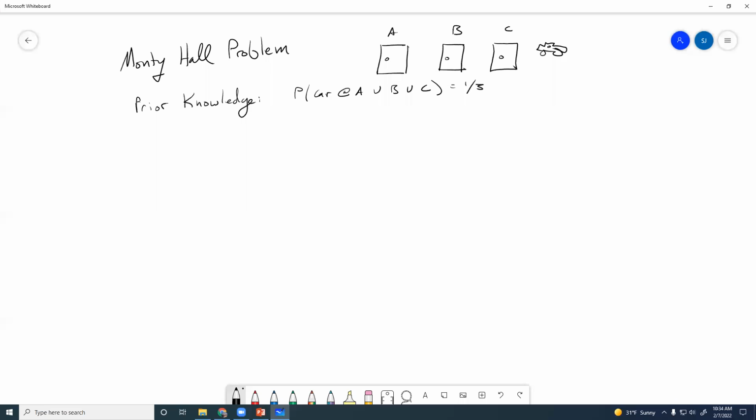And then we can make a table here. So here's door A, here's door B, and here's door C. And we have our prior knowledge. The probability that the car is at A is equal to 1/3.